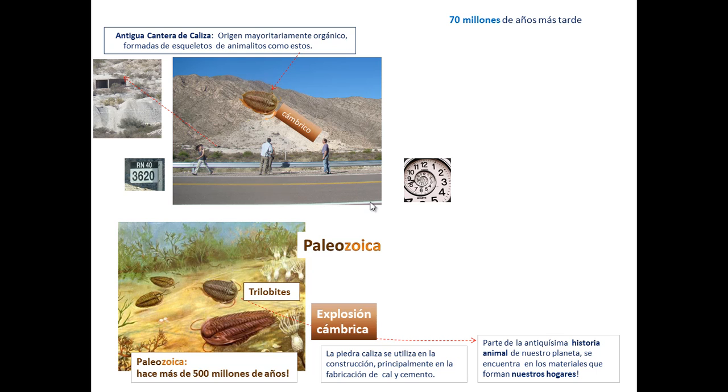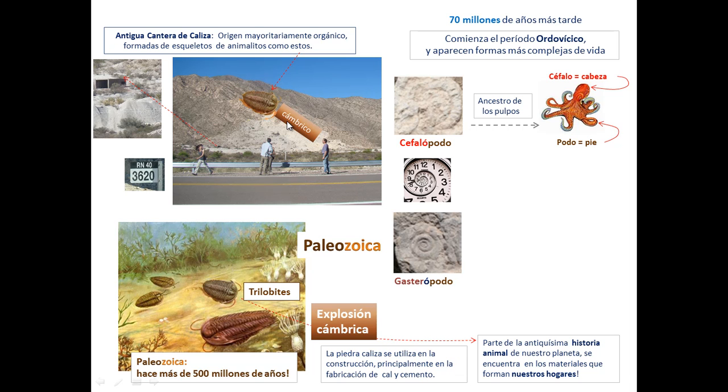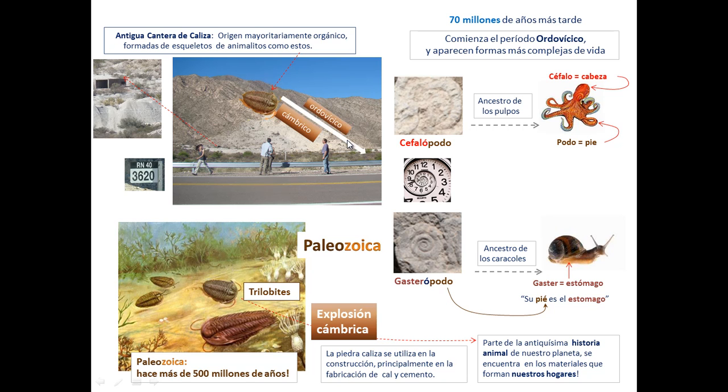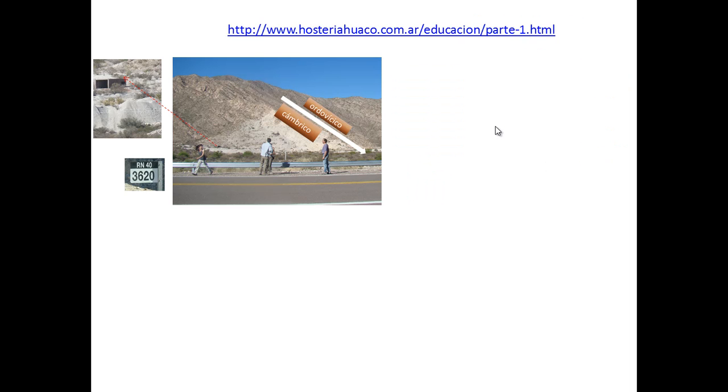Then 70 million years later, the Ordovician period started, and a more complex form of life appeared. We have the cephalopods, which are the ancestors of the octopus. Cephalo means head and pod means feet. Gastropods, because they use the stomach to walk. And this kind of fossil we can find on the other side of the rock. That's why here you see more white, this part. There is a lot more scientific detail about that. You can visit this page and you will find more detail.